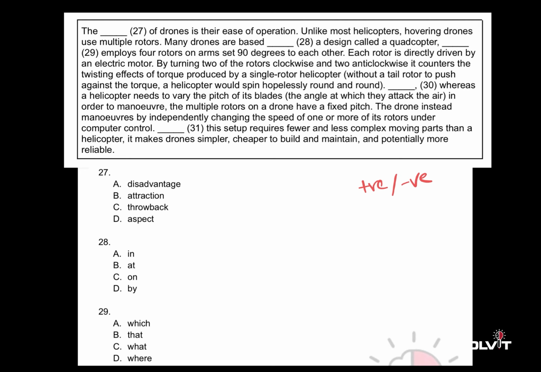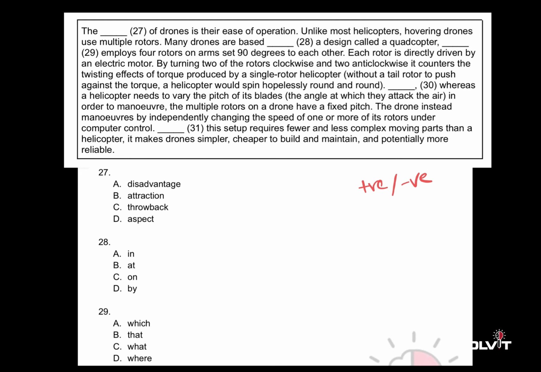The dash of drones is their ease of operation. Unlike most helicopters, hovering drones use multiple rotors. Many drones are base dash, a design called a quadcopter. Dash employs four rotors on arms set 90 degrees to each other. Each rotor is directly driven by an electric motor. By turning two of the rotors clockwise and two anti-clockwise, it counters the twisting effects of torque produced by a single rotor helicopter. Without a tail rotor to push against the torque, a helicopter would spin hopelessly round and round.